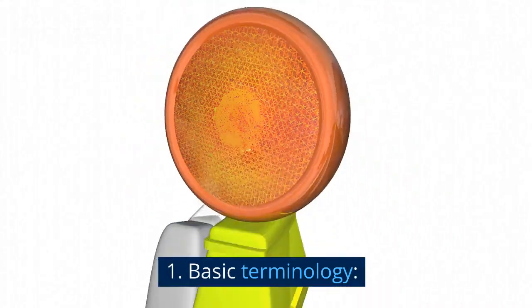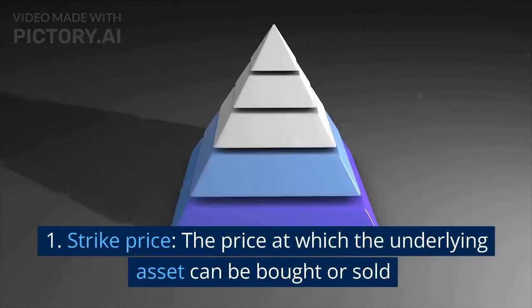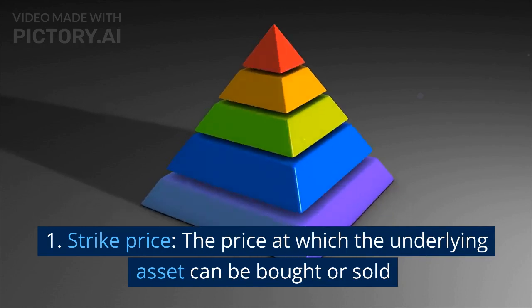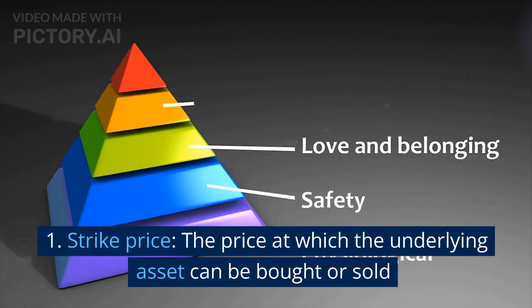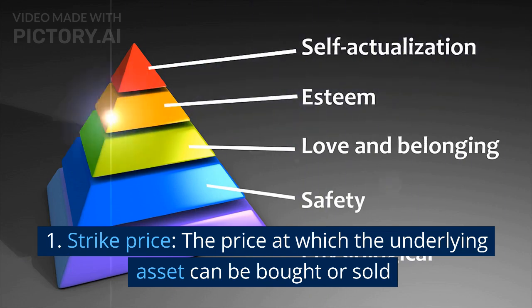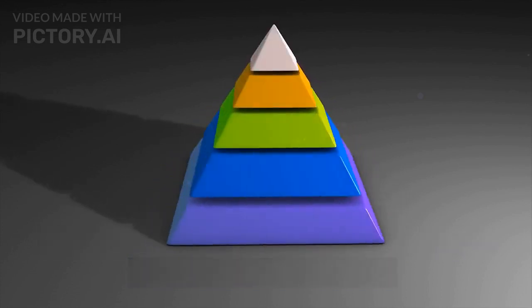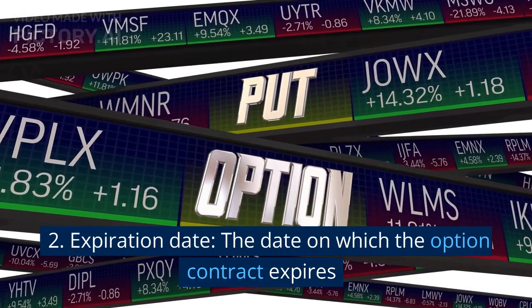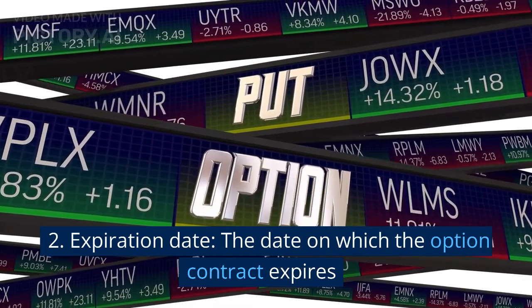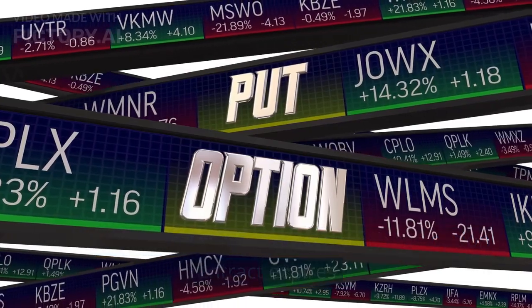Now we will see some terminologies. Number one, strike price: the price at which the underlying asset can be bought or sold. In the NSE website's option chain, you can find the strike price in the middle, between the call and put options. Number two, expiration date: the date on which the options contract expires. That is what I told. For example, Nifty expires on every Thursday.